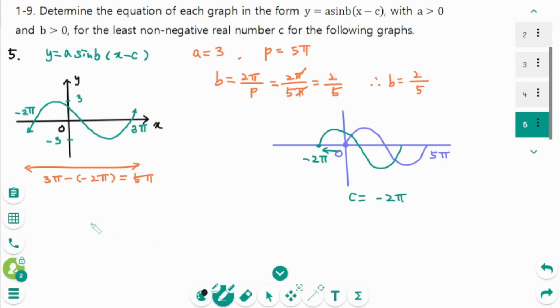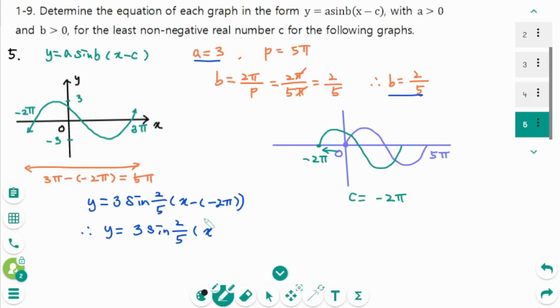The equation of the function is y equals a sine b, then x minus c, x minus minus 2 pi. Then the final answer is y equals 3 sine 2 over 5 times x plus 2 pi.